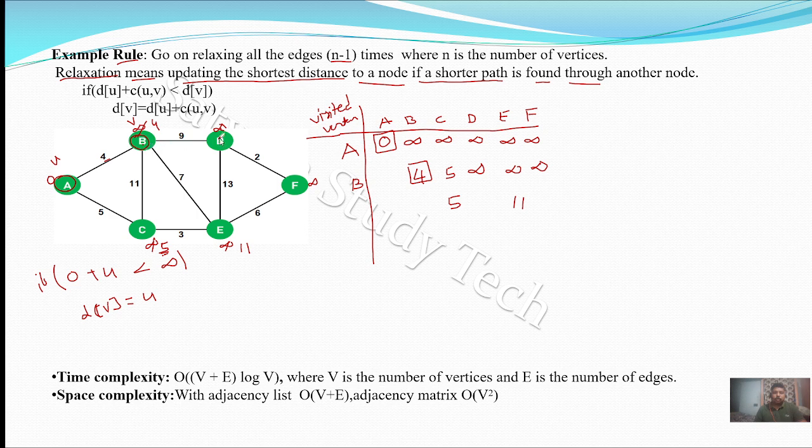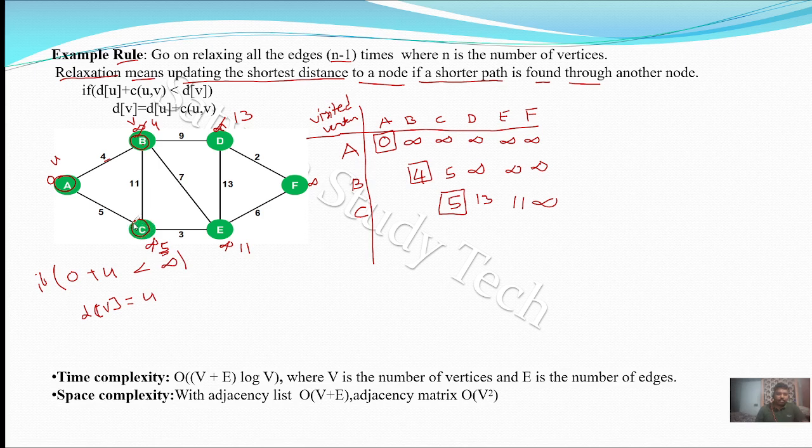Now you can see B to D. 4 plus 9 is 13, but infinity is already there, so 13 is the minimum. So you can update it to 13. Now you can see B to F. There is no direct link or edge from B to F, so it is infinity. So what is the minimum cost vertex here? This is the minimum vertex. Now C is the visited vertex.